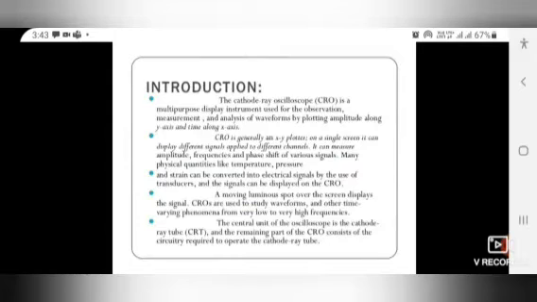Students, in this class we are going to discuss CRO. Let us see the introduction of CRO. CRO is nothing but the cathode ray oscilloscope.